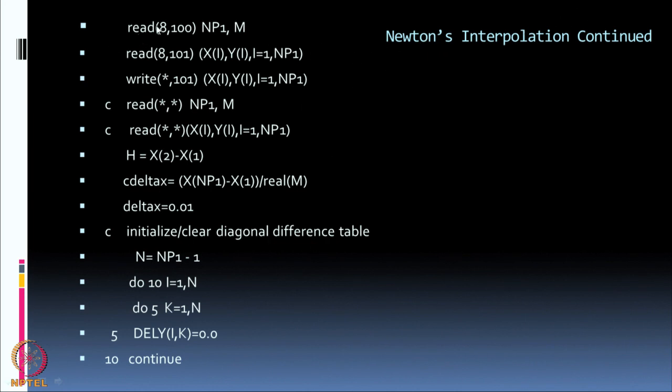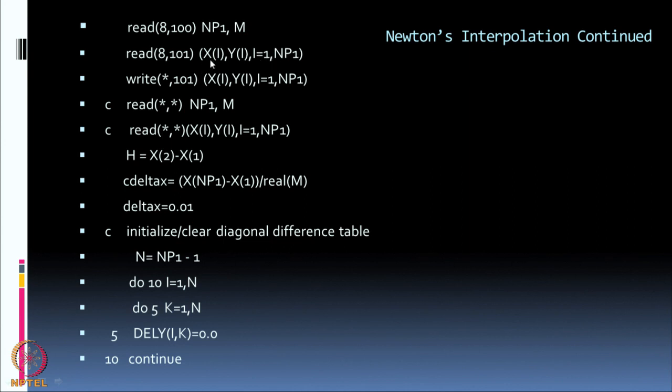My next line was read 8 from file 8, NP1 and m. These are two integers. So, I am going to read those two integers from file number 8. Next thing I want to read is all the values of xi and yi. So, how many are there? 4 values of xi, 4 values of yi, i going from 1 to NP1.